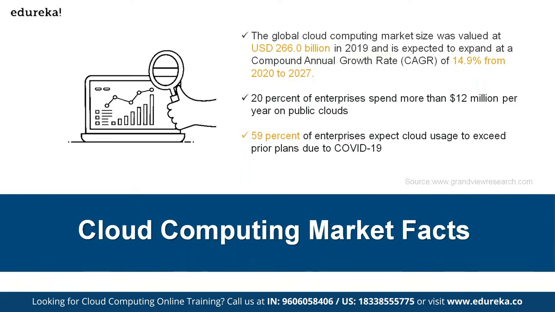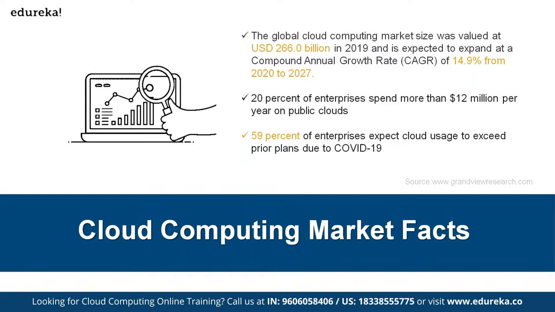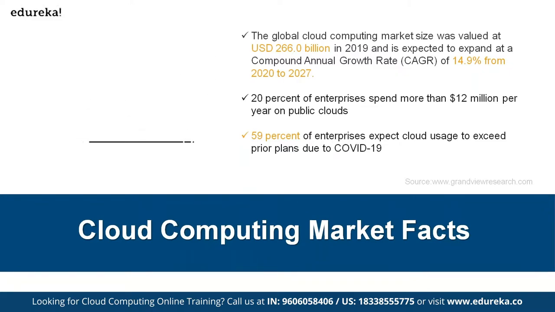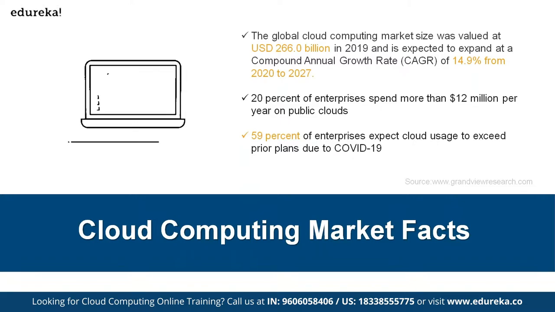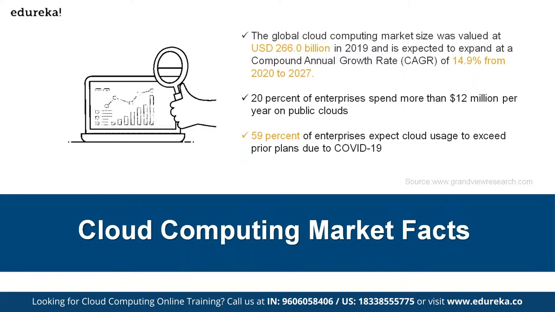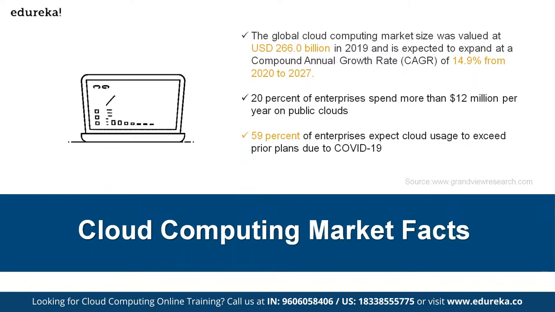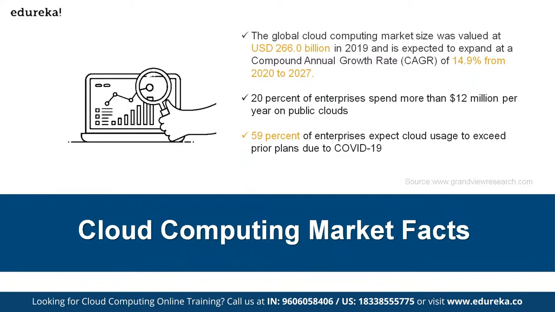Even if you use Outlook, that has seen a marked change in preferences, in terms of the infrastructure that companies have, from traditional IT to cloud-based. And obviously the proportion of IT spending allocated to cloud has further accelerated in the aftermath of the COVID-19 crisis. You can see 59% of enterprises expect cloud usage to exceed prior plans due to COVID-19. So the spend on public cloud has gone up dramatically. It has gone really vertical. That's the big theme, I would say, for the next few years.